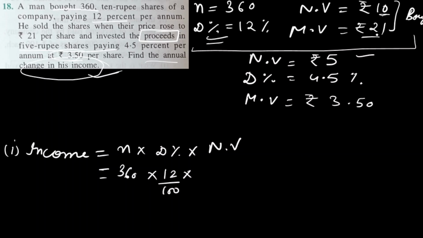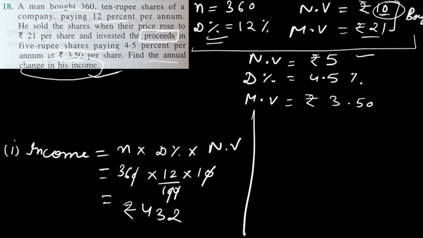360 into 12 by 100, nominal value of the first company is 10. So 10 here got cancelled, and 100 also cancelled. So 36 into 12, we can multiply 36 into 12. This is equal to 432. So I have found the income of the first company. Now we have to find the income of the second company also. 36 into 12 is equal to 432. It's correct.